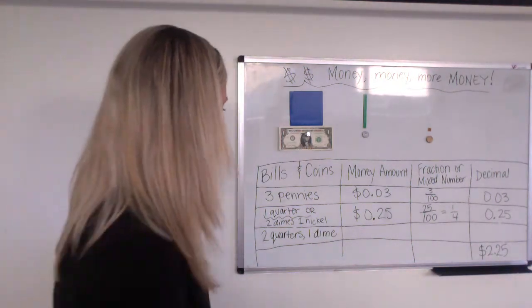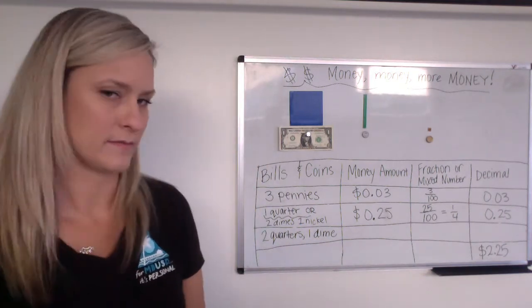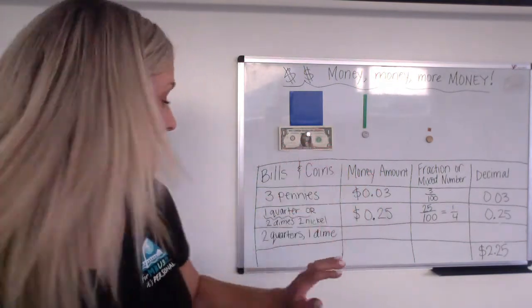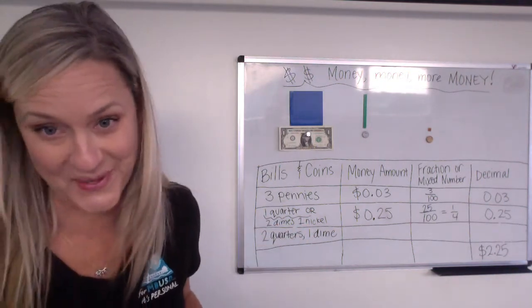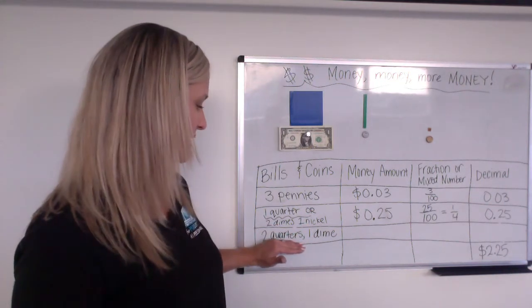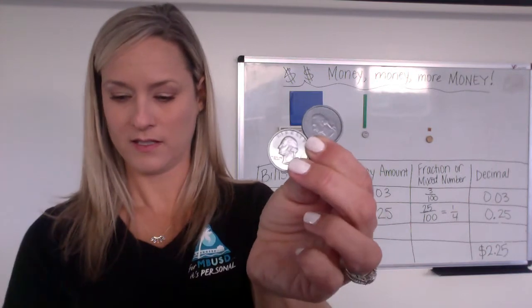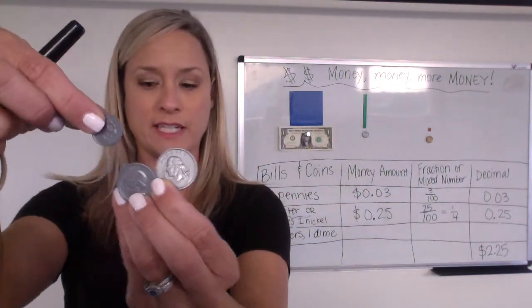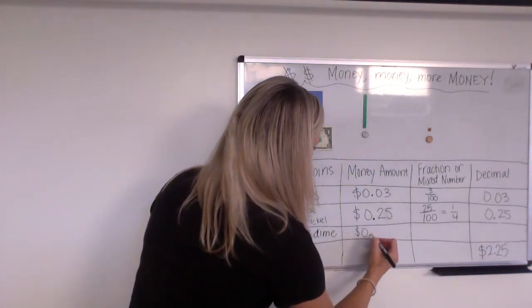All right, so let's think about the next one. 2 quarters, 1 dime. At first I was like, wait a minute, it's going to be the same as that, but it's not. It's 2 quarters and 1 dime, not 2 quarters and 1 nickel. Okay, so 2 quarters, we already know is worth 50 cents, right? So we've got 50 cents. And then we also need 1 dime. So now we have 60 cents, right? So money amount would be 60 cents.